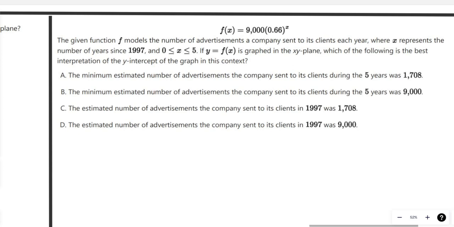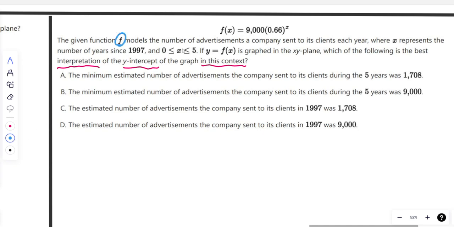Like this function here, it says it models a number of advertisements sent to its clients, a company sent to its clients each year, and X is the number of years since 1997. If the function is graphed in the xy plane, which of the following is the best interpretation of the y-intercept of the graph in this context? Desmos can't really interpret anything for you.